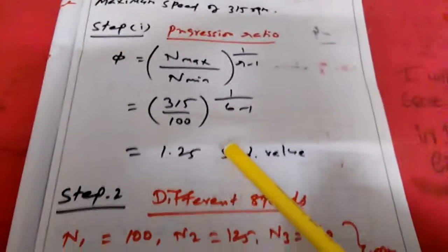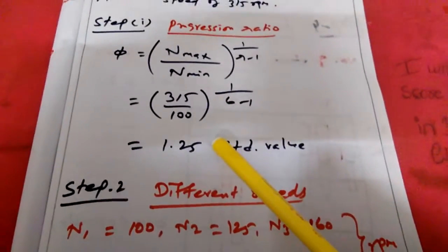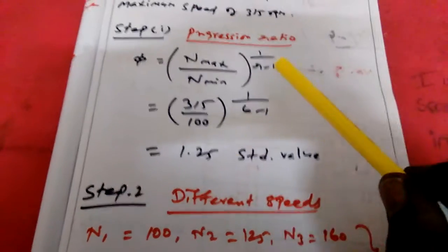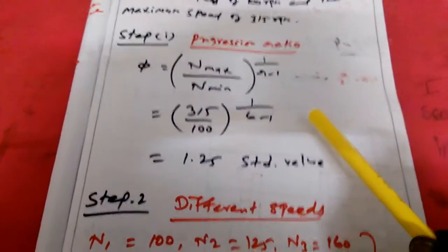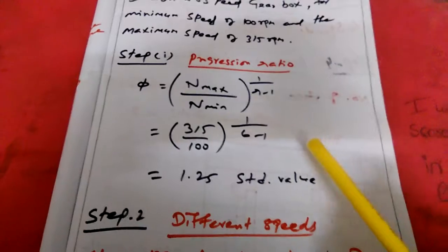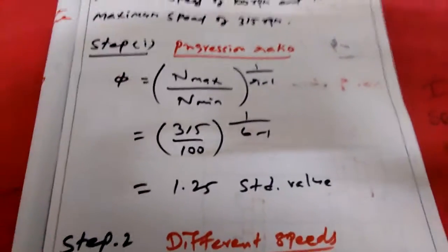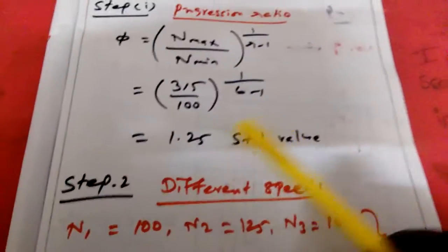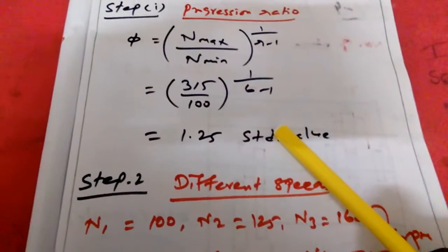From the data book 7.20, progression value 1.25. This is the first column of progression value. From there you can directly take all 6 speeds. No need to skip any speed, because 1.25 is the standard value. If it is not coming as a standard value, we will see later. So 1.25 is the progression value.